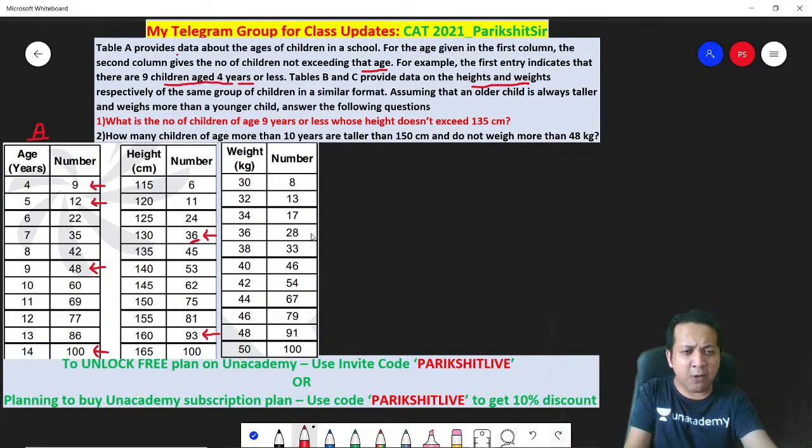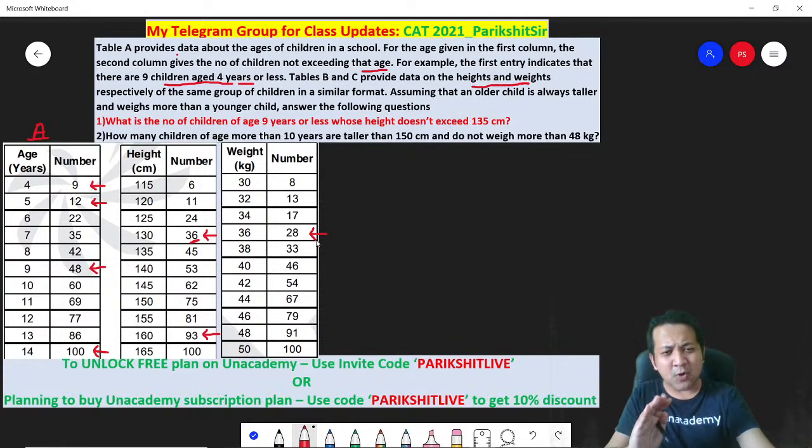Similarly, weight. How many children have weight 36 kg or less? 28 children, right? So I think it is easy to understand this table.